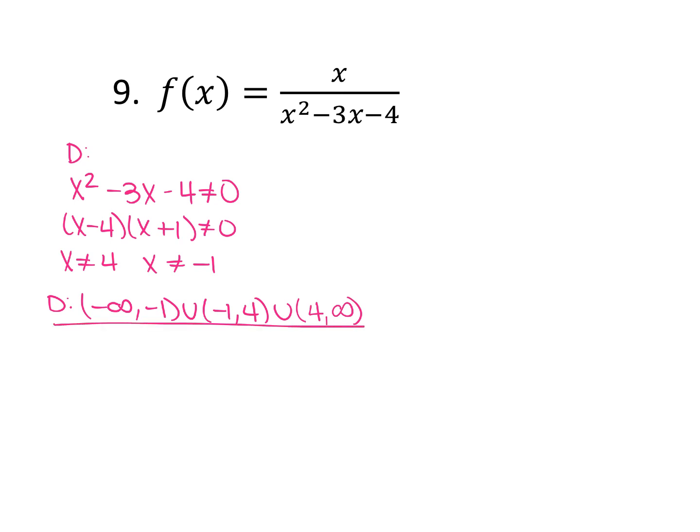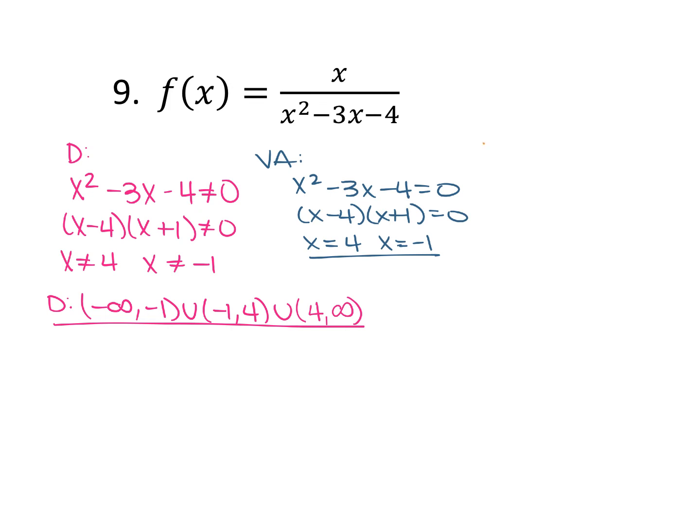For our vertical asymptote, we're going to take the same exact thing, but set it equal to 0. So x squared minus 3x minus 4 is equal to 0. We factored that to be x minus 4 times x plus 1, which means x is equal to 4 and x is equal to negative 1.